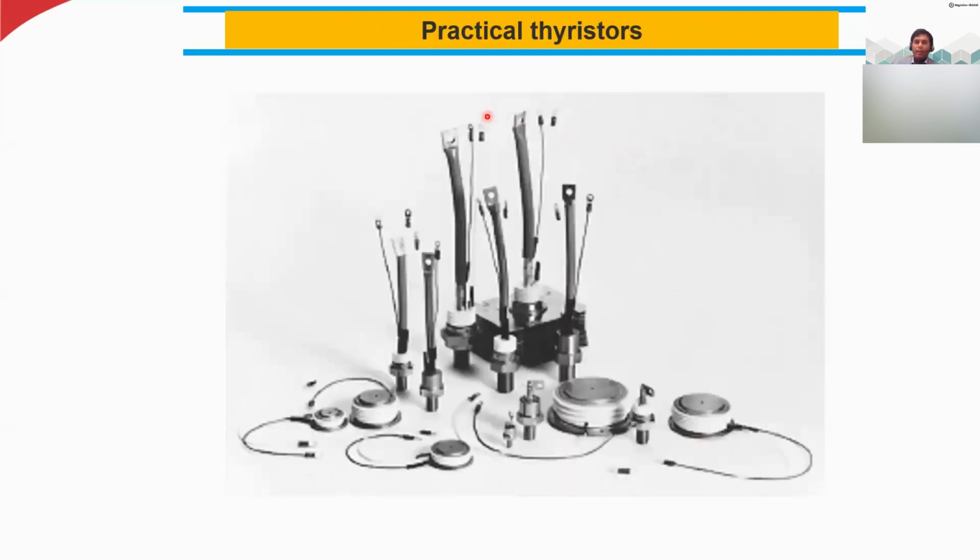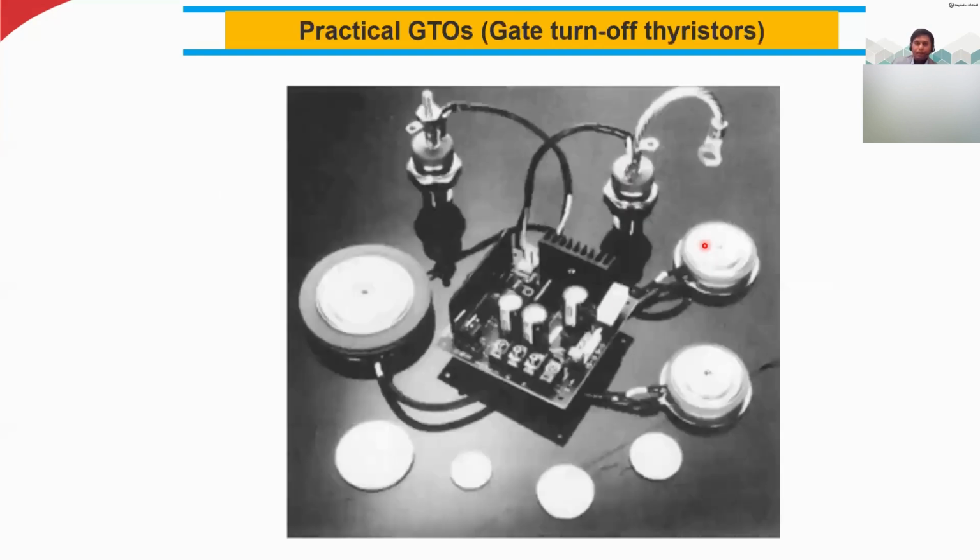And these are practical thyristors. You can see the thyristor, this is how it will look. It will have 3 leads because it has 3 terminals, including the gate terminal. So this is what you are going to use when you build the circuit. Maybe you will use the PCB and solder it, or you will use the breadboard. And these are GTOs, and they will look like this.